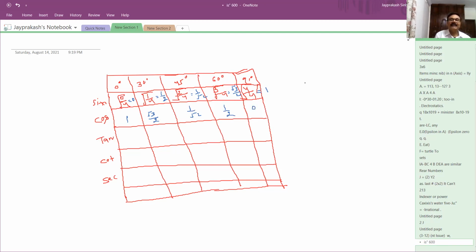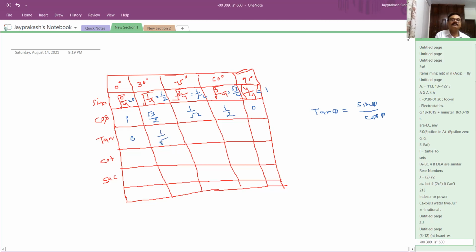Now for tan, we already know that tan theta is equal to sine theta upon cos theta. We take the ratio of sine and cos. If you want to find the value of tan 0 degree, divide sine 0 degree by cos 0 degree, means 0 upon 1, which is 0. If you want the value of tan 30 degree, divide sine 30 degree by cos 30 degree, means 1 by 2 divided by root 3 by 2. Here you will get 1 by root 3.